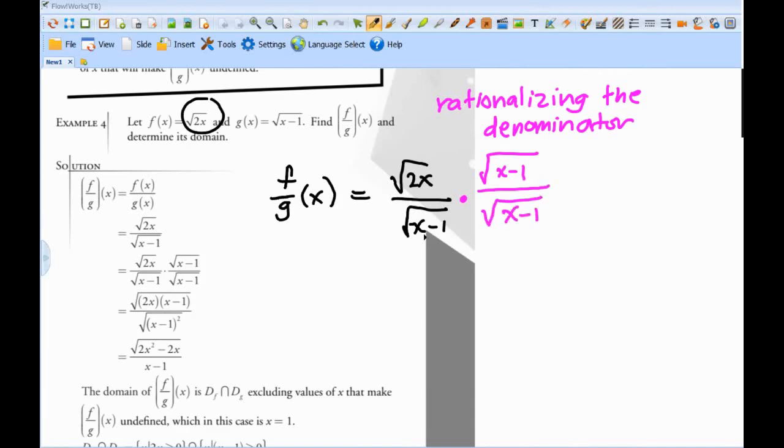So when you have this, you multiply this inside only. So they are both 2x times x is 2x squared. And 2x times negative 1 is negative 2x. All over, we only cancel out the x minus 1. Okay? So that is the value.